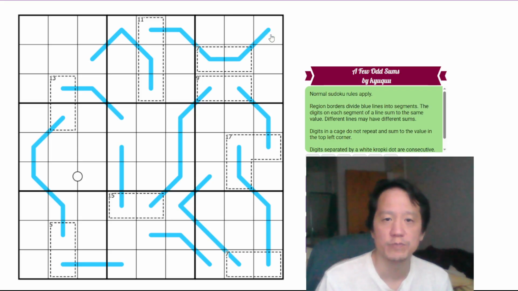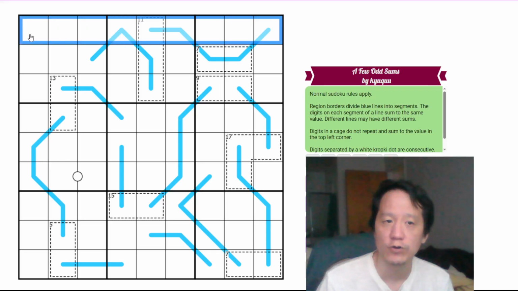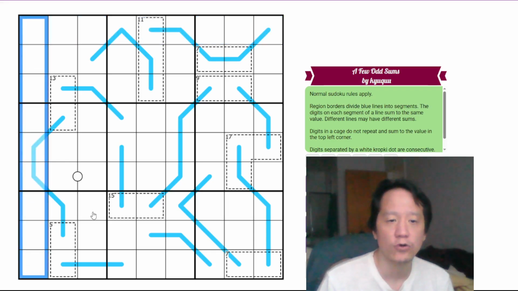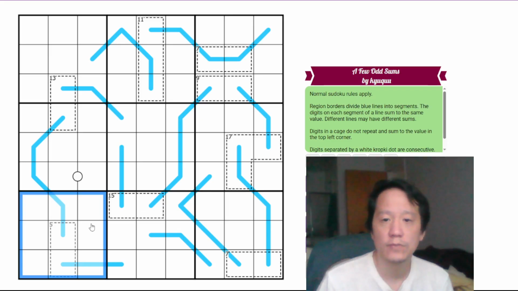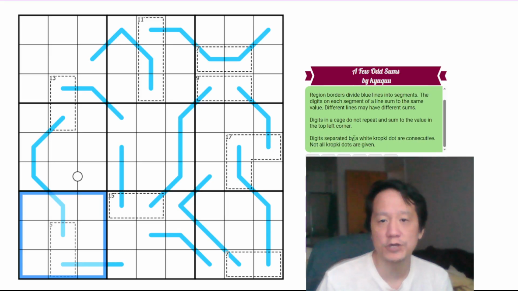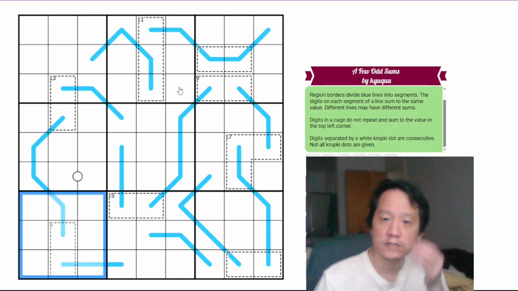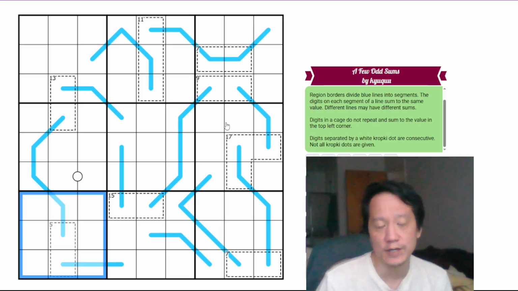Normal Sudoku rules apply, which means fill the entire grid with the digits 1 through 9 such that there are no repeats in any row, column, or box. We also have region borders divide blue lines into segments. The digits on each segment of a line sum to the same value. Different lines may have different sums. So these are called region sum lines.